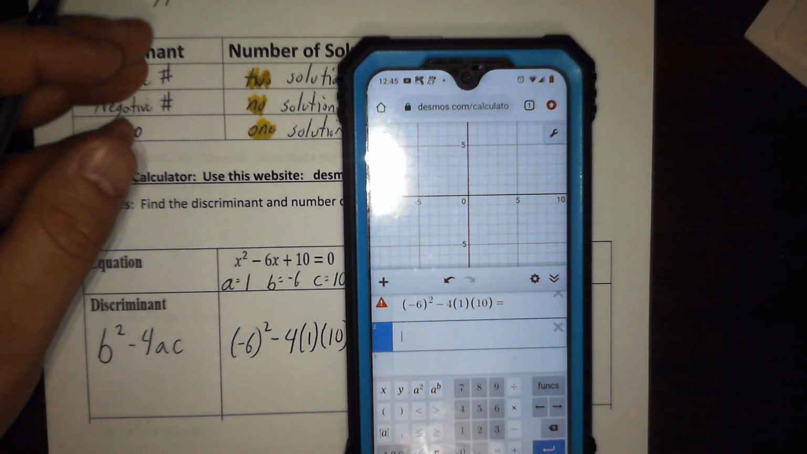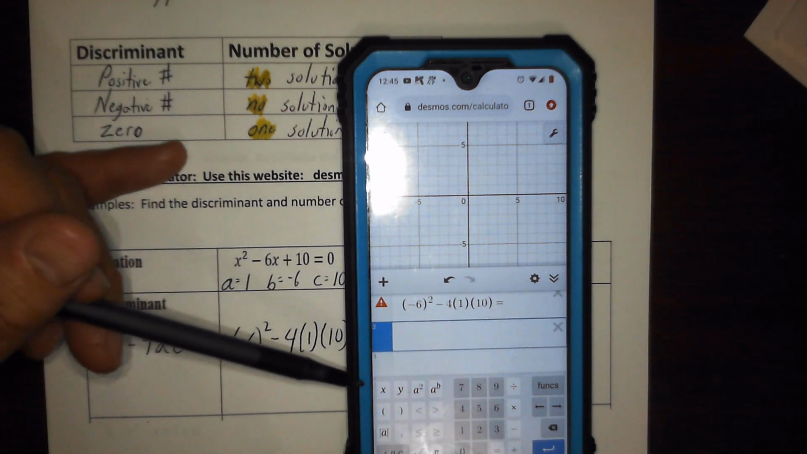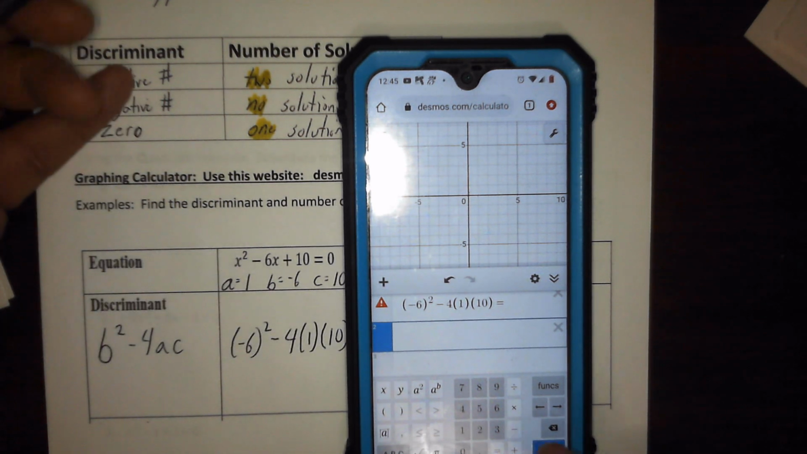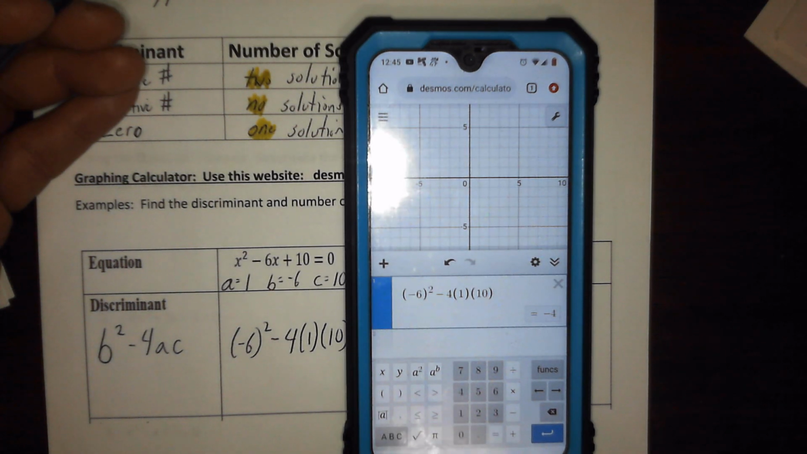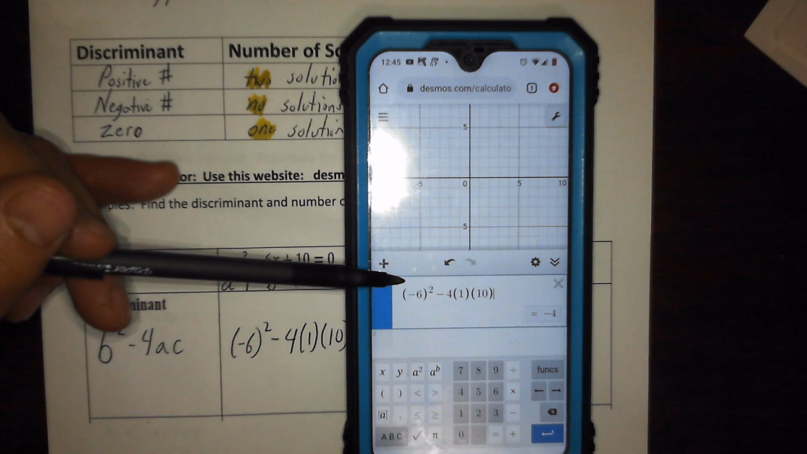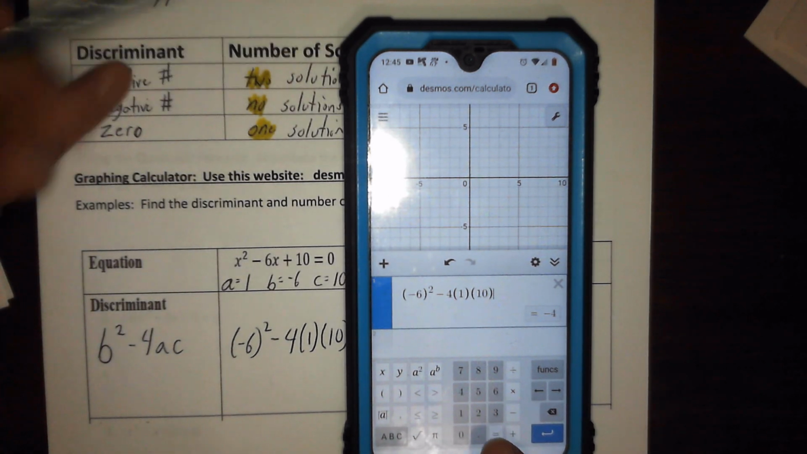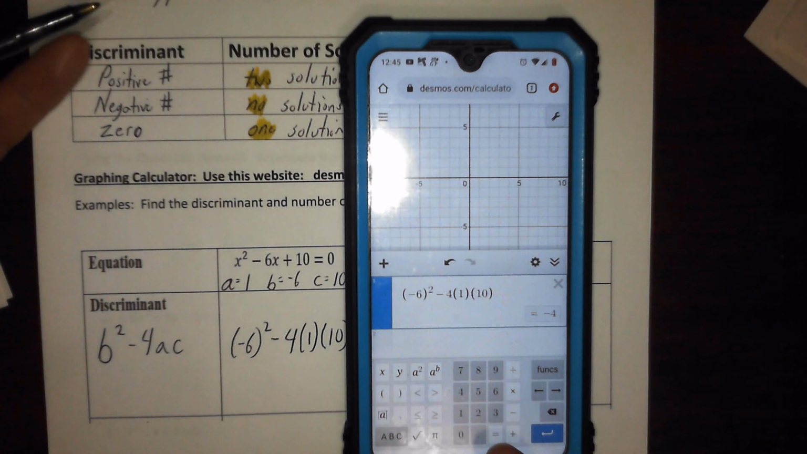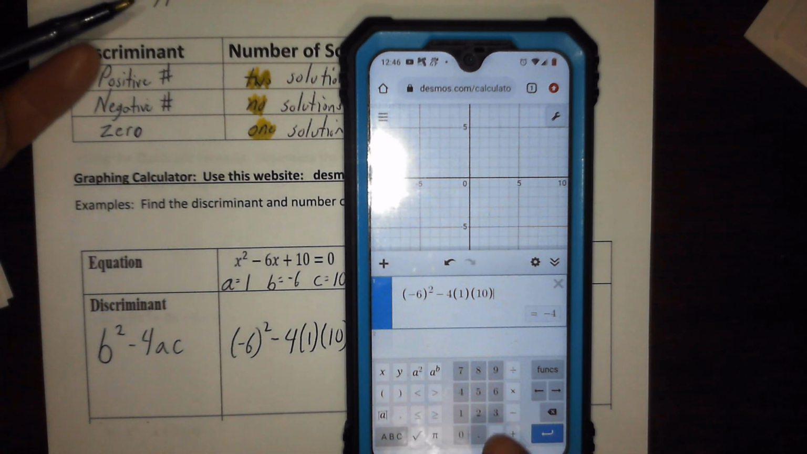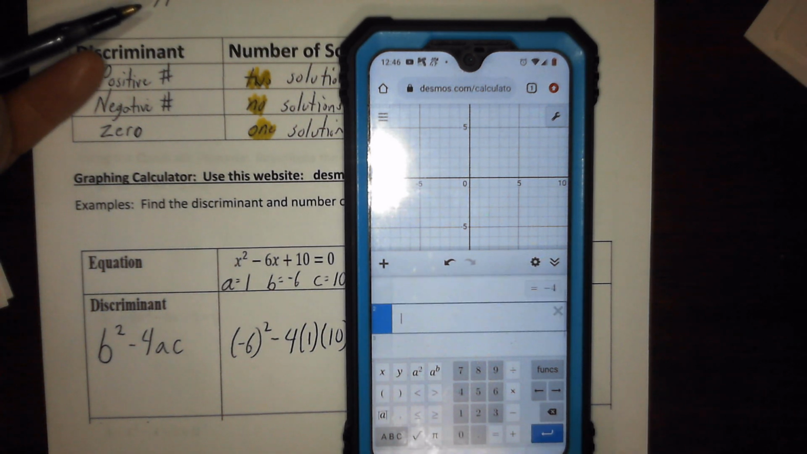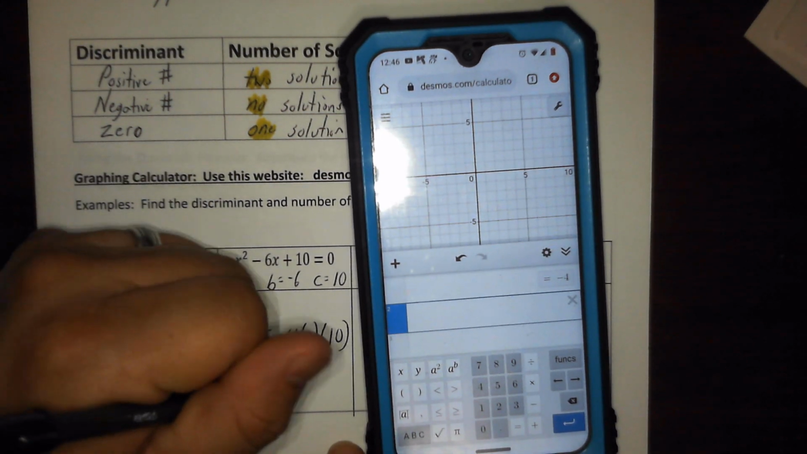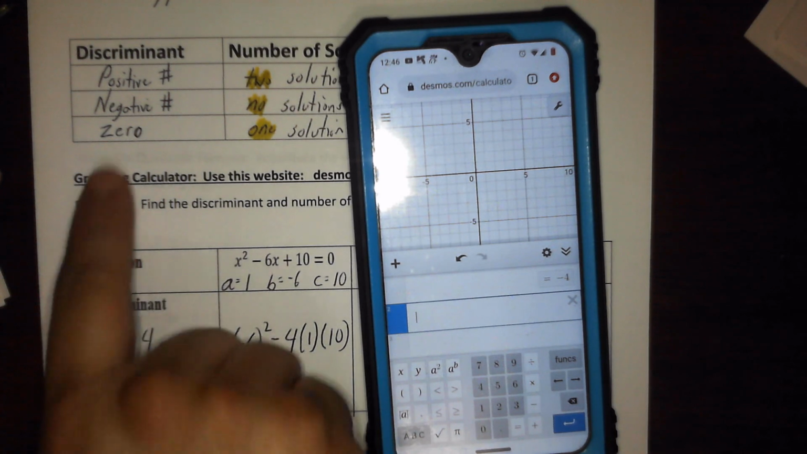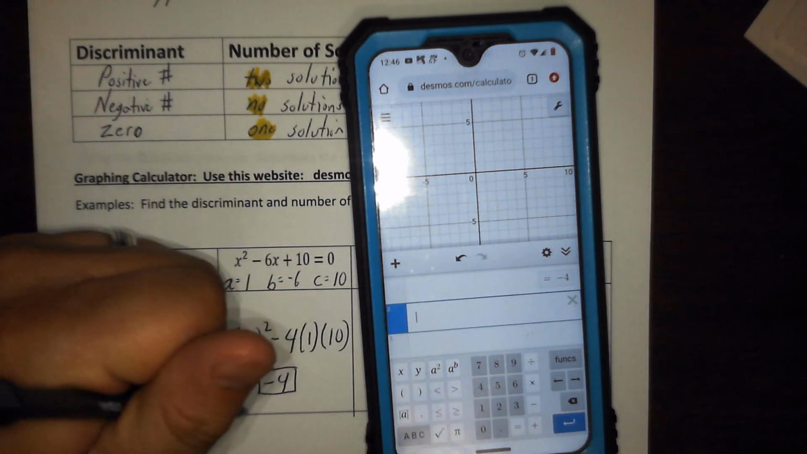Oops, I messed up somewhere. Okay, I figured it out. Once I put in the formula, I don't press equals. You're actually pressing the return key, the enter key, this blue button down here. And it tells me it equals -4. If it's a negative number, it means it's no solution.